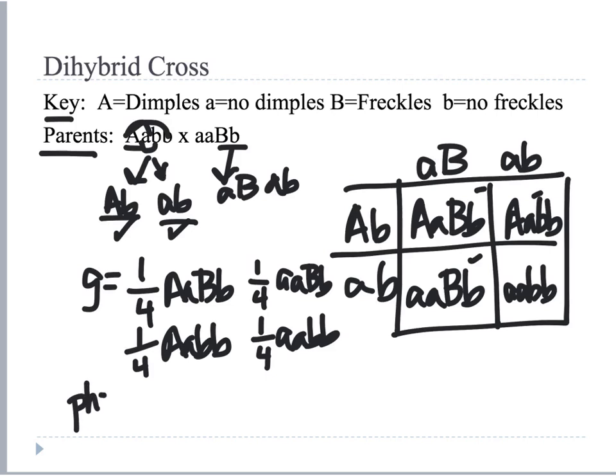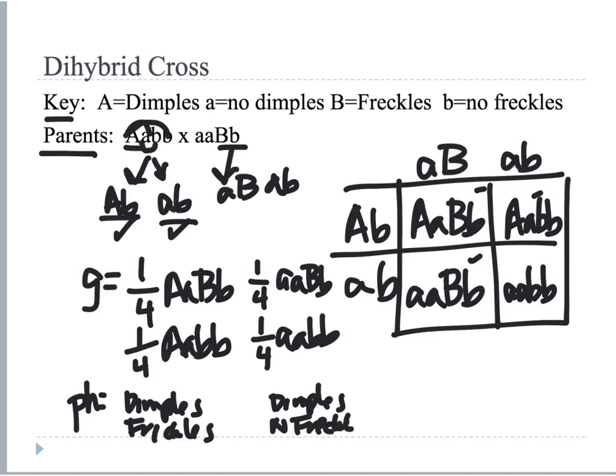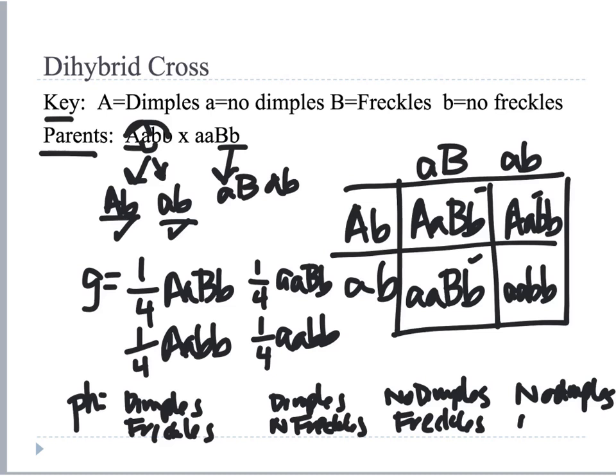My phenotypes are a little bit trickier because I have to consider both traits at the same time. And I find it easier if what I do is take a look at my key and pair them up before I start counting. So I can get dimples and I can get freckles together. I can get dimples and no freckles. I can get no dimples and freckles, or I can get no dimples, no freckles.